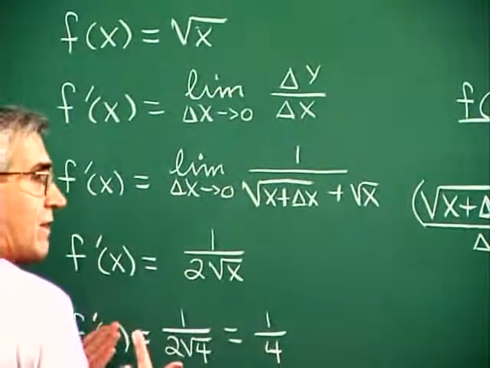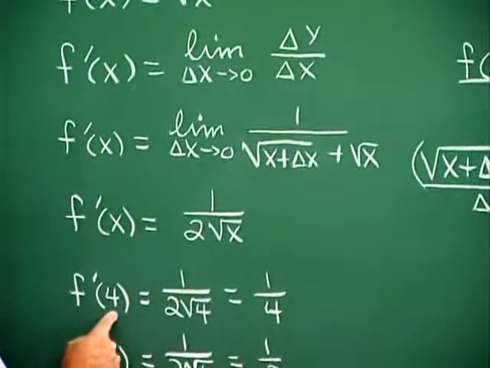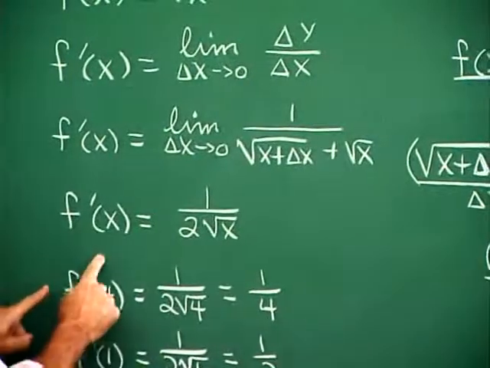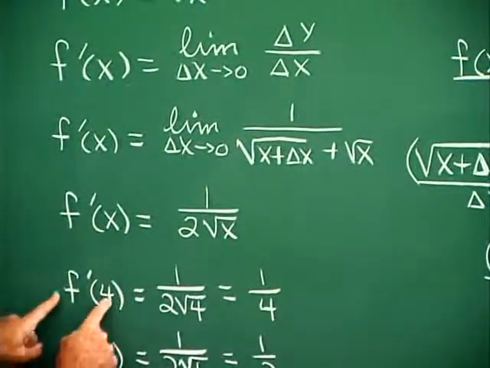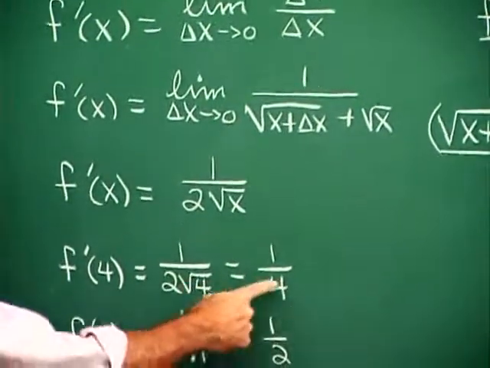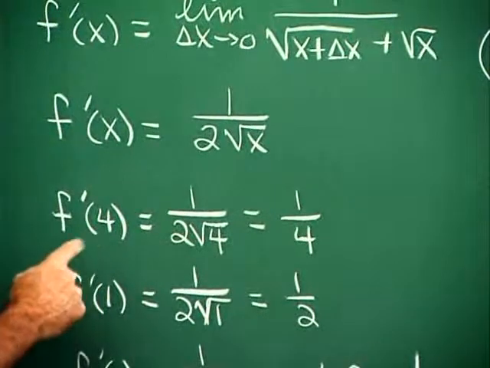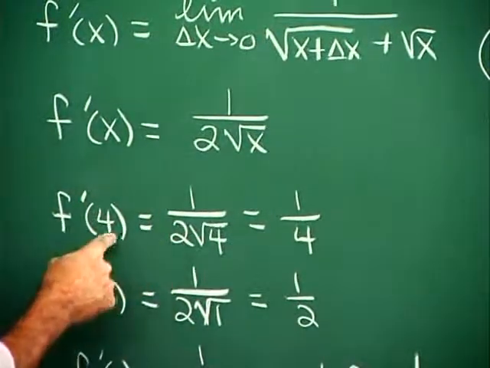Now, with the derivative function, we can find f prime of those numbers that we talked about earlier. f prime of 4 means in the f prime function, replace x with 4. So replace this x with 4. We have 2 times root 4, or 2 times 2, 4 in the denominator, so 1/4 is the slope of the tangent line of the original function at 4.